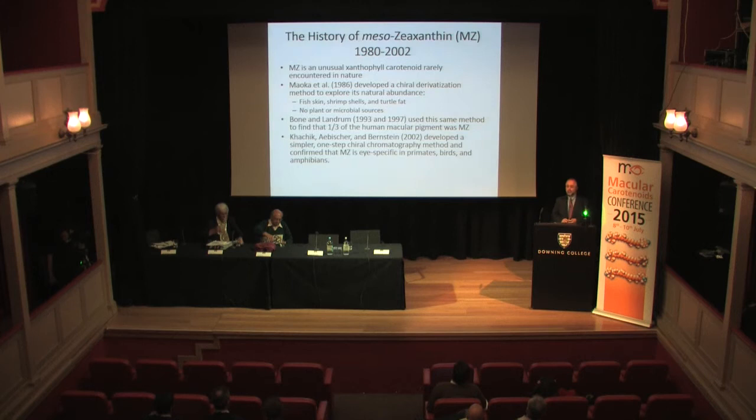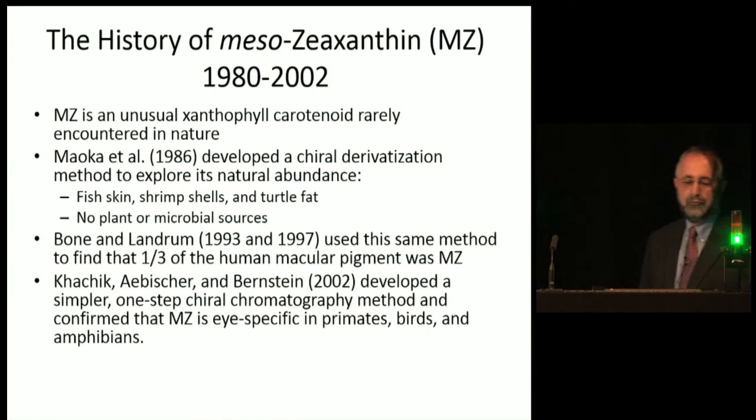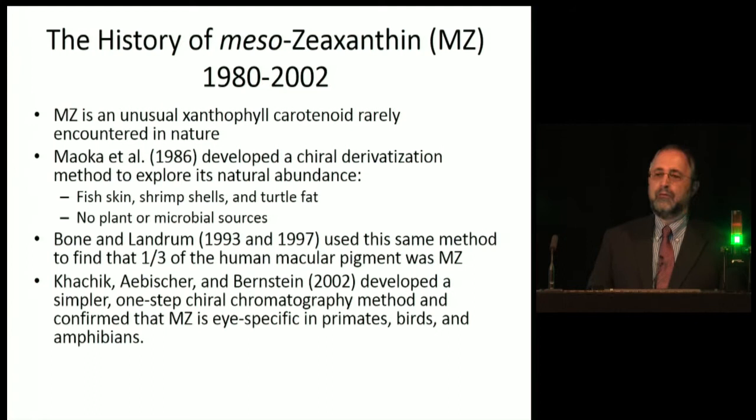So we've heard a little bit today, actually quite a bit today, about the history of meso-zeaxanthin, and we heard an excellent talk from George here. I'll reiterate a few things about the history of meso-zeaxanthin. We know that meso-zeaxanthin is a very unusual xanthophyll carotenoid. It's rarely encountered in nature.